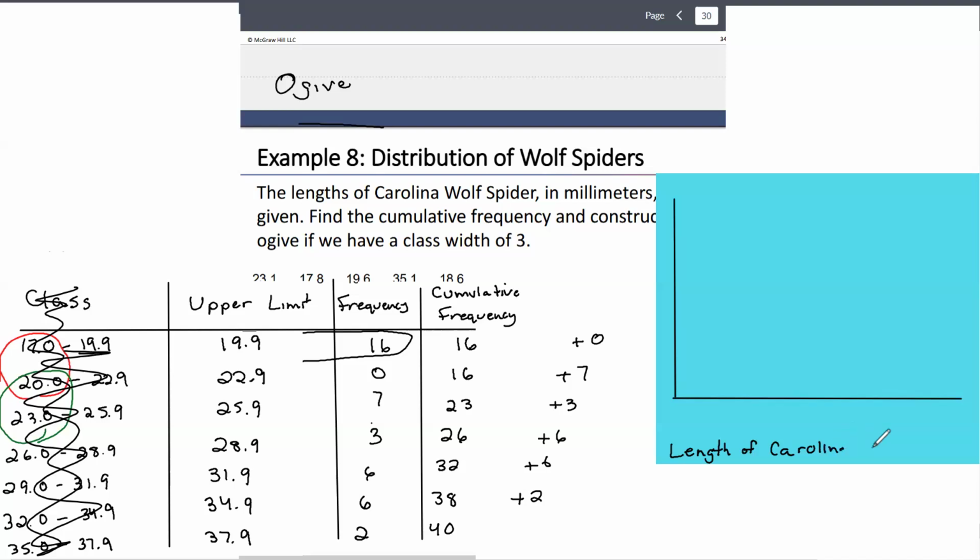Let's try this again. Carolina wolf spiders. And then here's going to be frequency. So we'd have our 19.9 here, and then we would have our 22.9, our 25.9, our 28.9, our 31.9, and I'm running out of space, so I know this is tight, 34.9, and then we have a 37.9. So we put all those down here. So those are the lengths of those spiders. Then I'd put my frequencies here again.